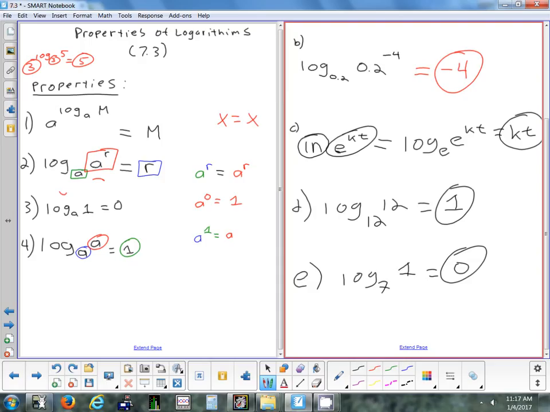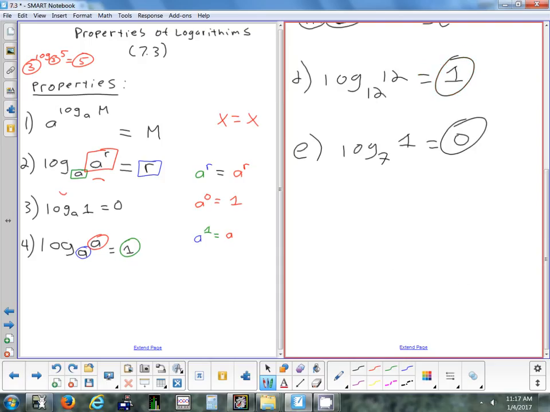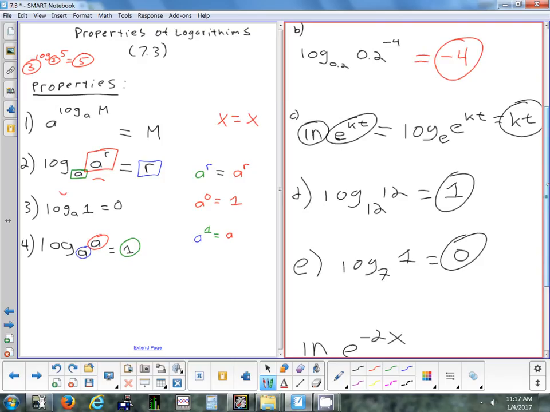Okay, any questions on that? And I think the one in the homework was, let me see, something like ln of e to the -2x equals 8. That's kind of like the one I just did, except instead of ln of e to the -2x, it's ln of e to the kt.